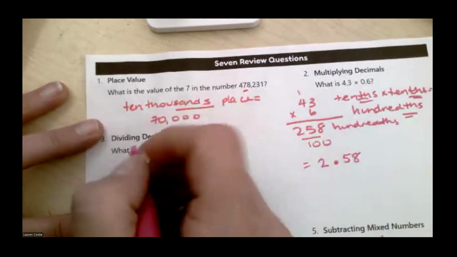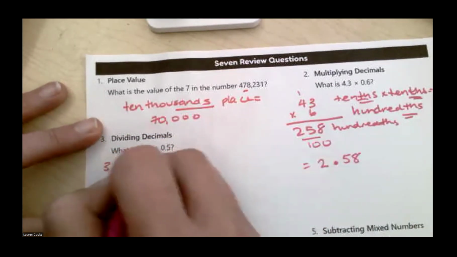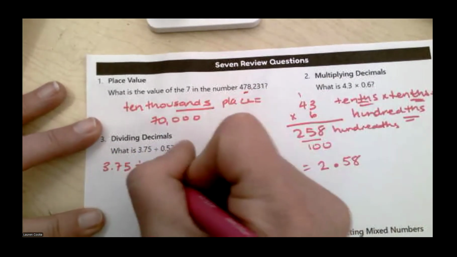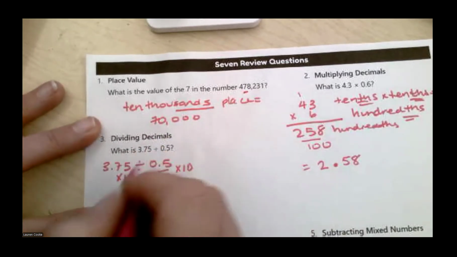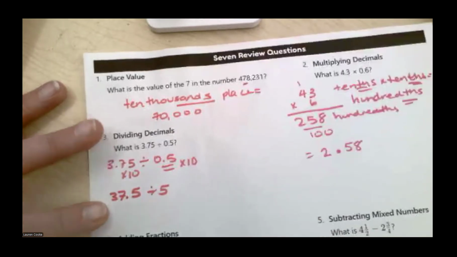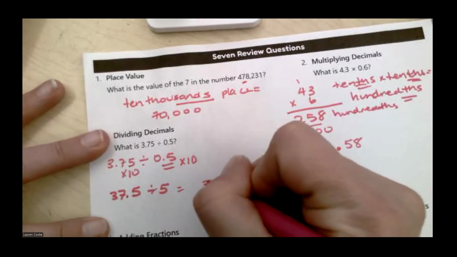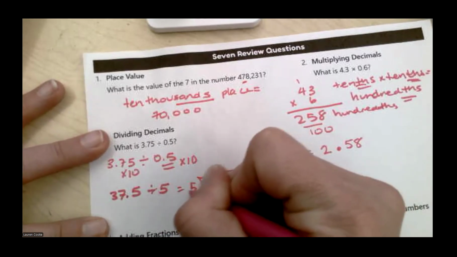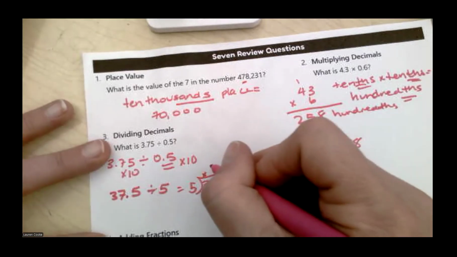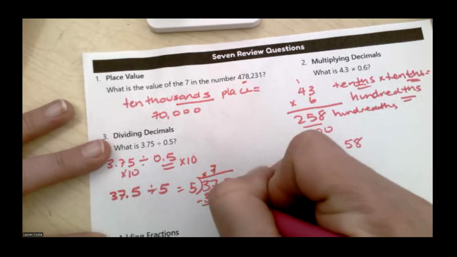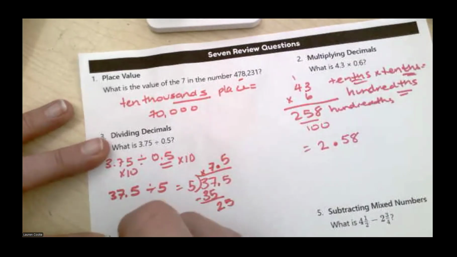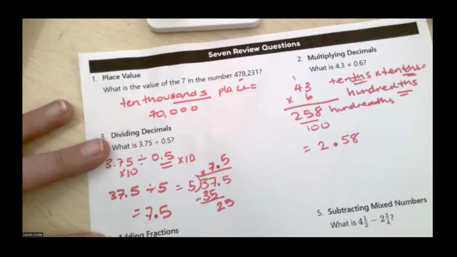Okay. This is going to be 3.75 divided by 0 and 5/10. I'm going to multiply by 10 because that tells me to. Multiply by 10. This is 37 and 5/10 divided by 5. So this is an equivalent expression. So it's 37 and 5/10 divided by 5. 5 goes into 37 7 times. 7 times 5 is 35. 25, decimal bump 5. So this is equal to 7 and 5/10.